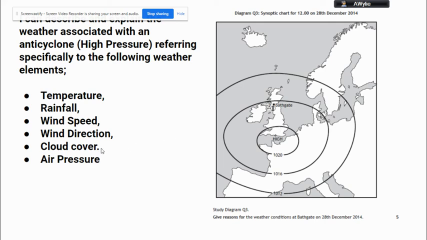Cloud cover, we've already explored that. There'll be no clouds in an area of high pressure because the air is sinking. There's also likely to be absolutely no rainfall because there are no clouds. So in areas of high pressure, there's an awful lot you can say about the weather from using your knowledge of isobars.